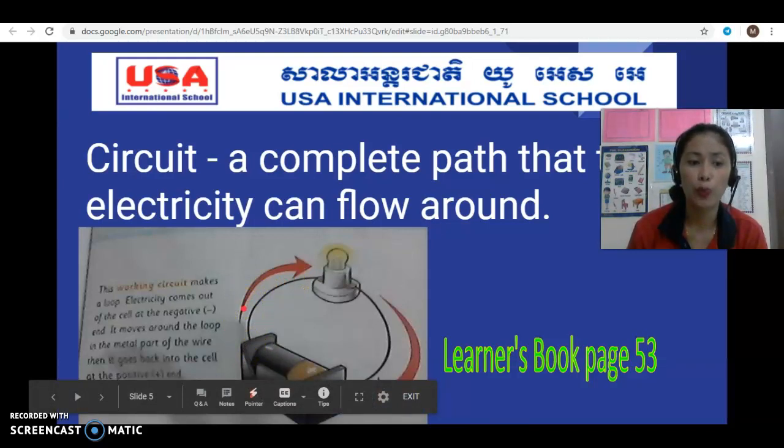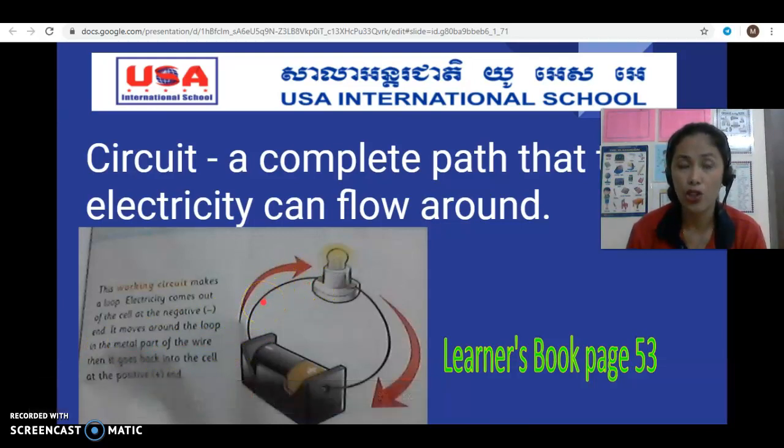It moves around the loop in the metal part of the wire. So again, this is the wire, and as you can see yesterday when I showed you how to make a circuit, you just cut the plastic part or the rubber part and make sure you don't cut the wire or the metal part.